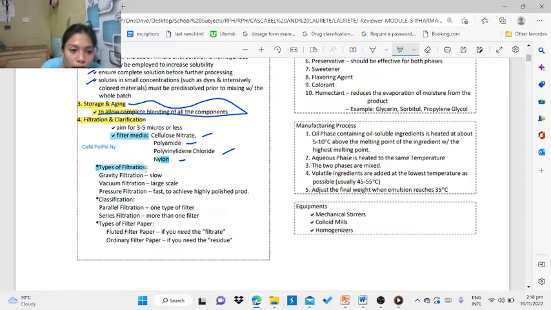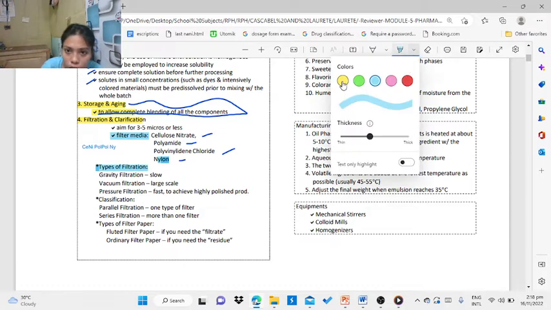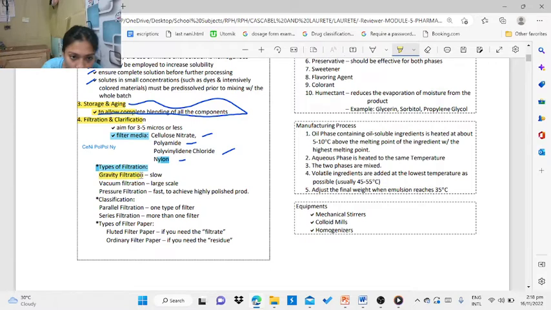Now let's go to the types of filtration. We have gravity, vacuum, and pressure filtration. Gravity is slow. Pressure is fast. Vacuum is fast as well.